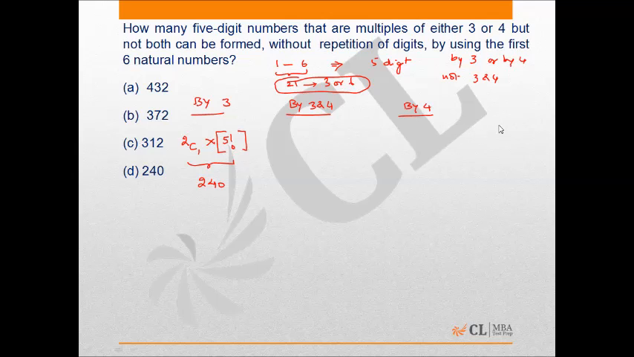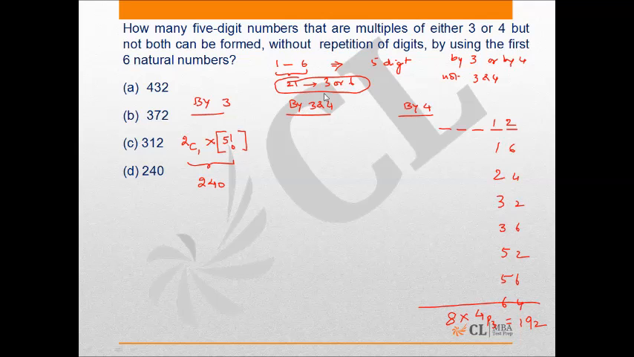If a number has to be divisible by 4, the last 2 digits have to be either 12, 16, 24, 32, 36, 52, 56 or 64. Now there are 8 such cases as we see here. For each of these 8 cases, the first 3 digits can be arranged in 4P3 ways. Hence the total number of cases is 192.